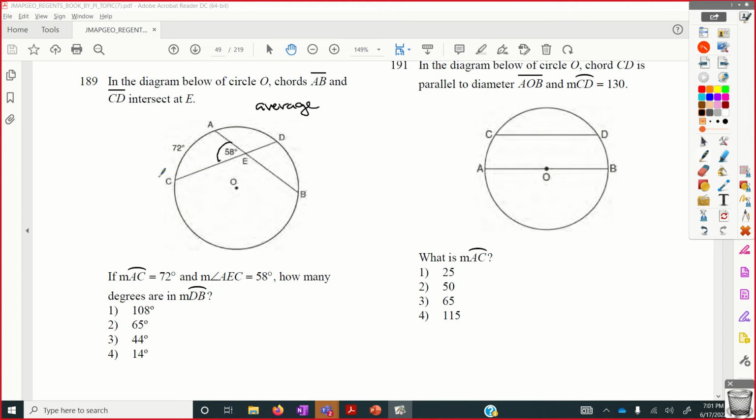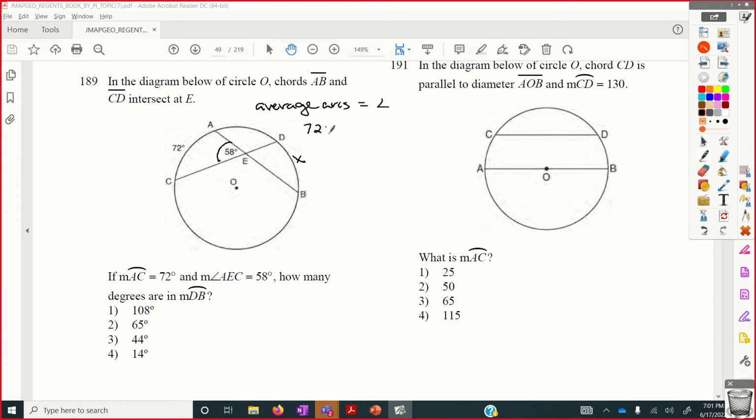I gotta think the other one. Okay, I'll look it up for us. Let me take a look at it. This side over here is DB. So it's just average. The angle is equal to the average of the arcs. Okay, so keep that in mind.